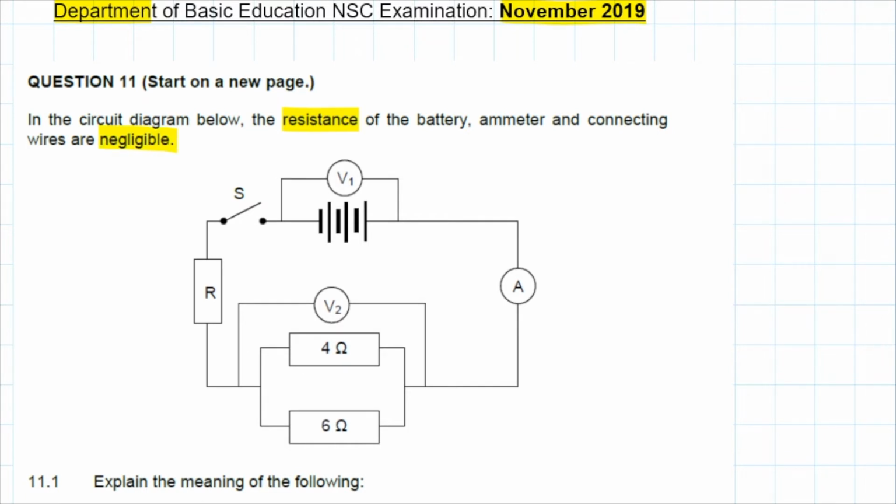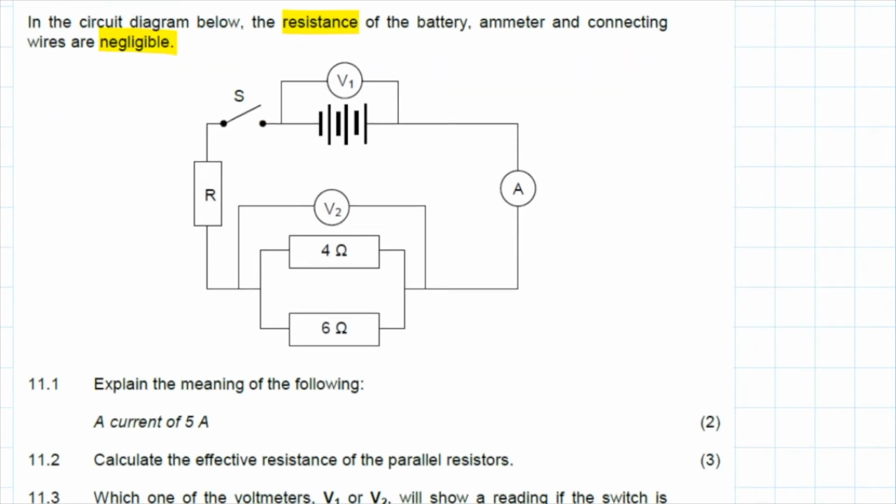You can see at the moment the switch is open and that this is not a series nor parallel circuit. Instead, this is called a combined circuit because the 4 ohm resistor is connected in parallel to the 6 ohm resistor, and this entire parallel connection is connected in series to resistor R.